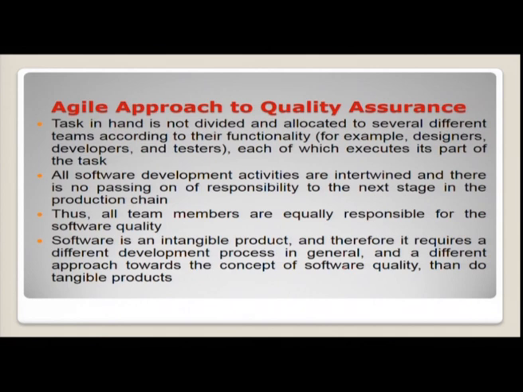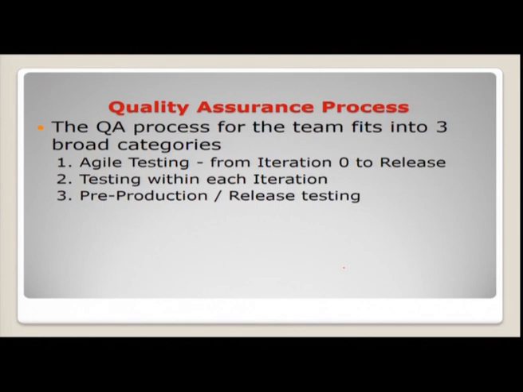Software is an intangible product and therefore it requires a different development process in general and a different approach towards the concept of software quality than do the tangible products. As far as the quality assurance process is concerned, the quality assurance process for the team fits into three broad categories. First is the Agile testing, which starts from iteration 0.